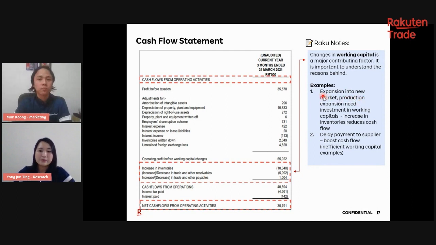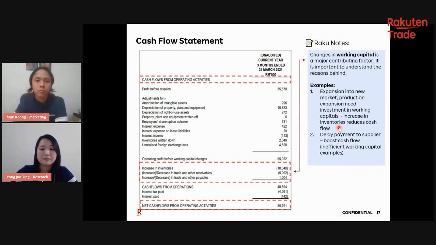Let's say this company, it's doing expansions into new market, or it's expanding the production capacity. So that's why all this needs investment in current asset working capitals. Because you expand to new market, you may need to stock up more goods, and thus it makes your inventory higher. So your inventory levels increase, and you use more cash to stock up more stocks because you're expanding to new market, and that's why it reduces your cash flow.